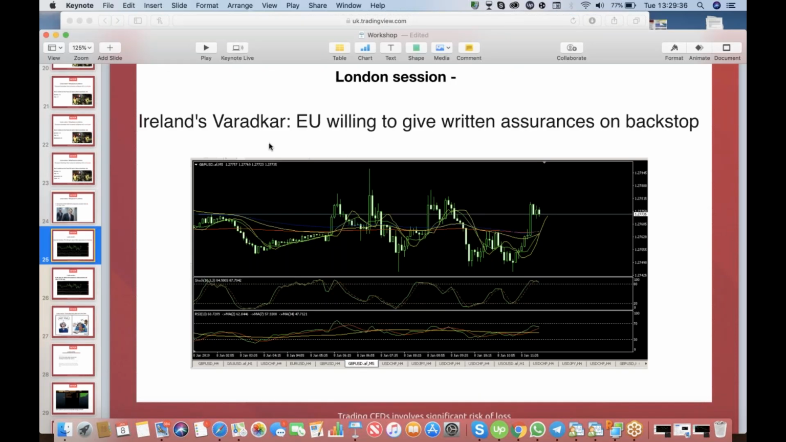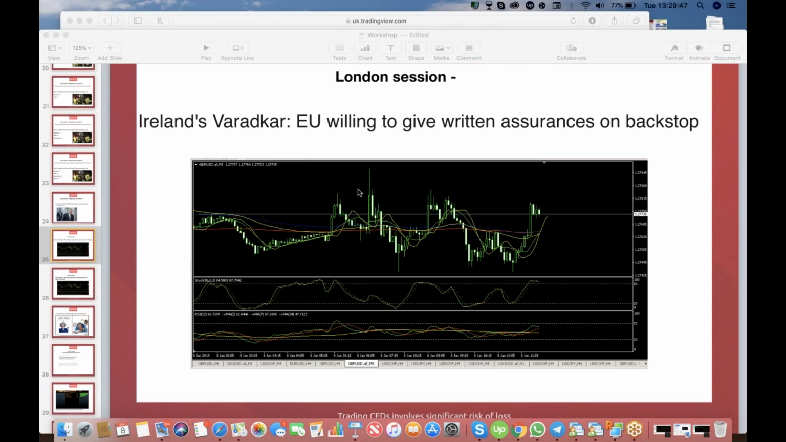Okay, so going ahead, looking to the next scenario. This was some data that came out in the London session, and it does illustrate how sensitive the pound is to headlines at the moment. If you see this large candle here that was just opening around the 100 exponential moving average on the 5-minute chart, we saw this spike of nearly 50 points up to a nearly 1.28 level, probably just clipping that just underneath. And that large spike was based on this report that the European Union is willing to give written assurances on the backstop.